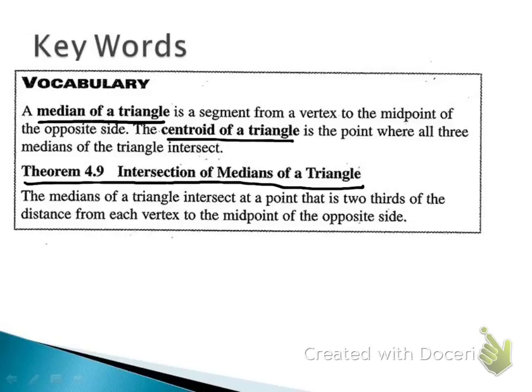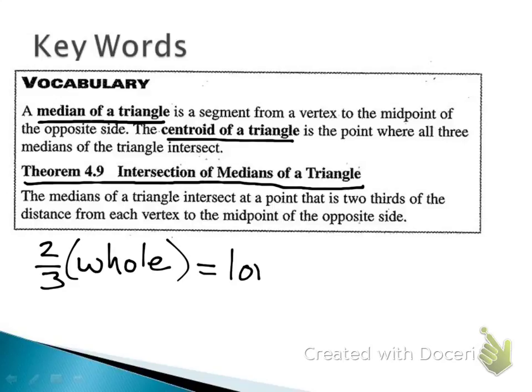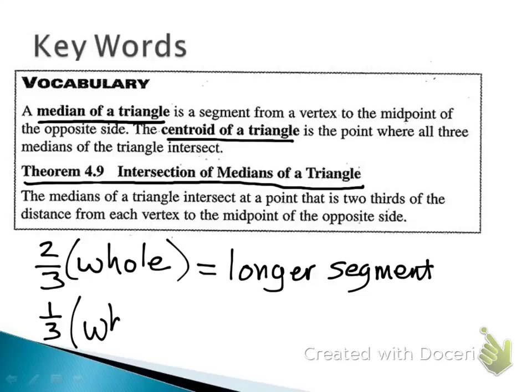If you take the whole thing and you multiply it by 2/3, that'll give you the longer segment. And I want you to write this in your notes. This is all part of that Theorem 4.9. Or if you want to find the smaller segment, you would do 1/3 times the whole median. That would give you the shorter segment.